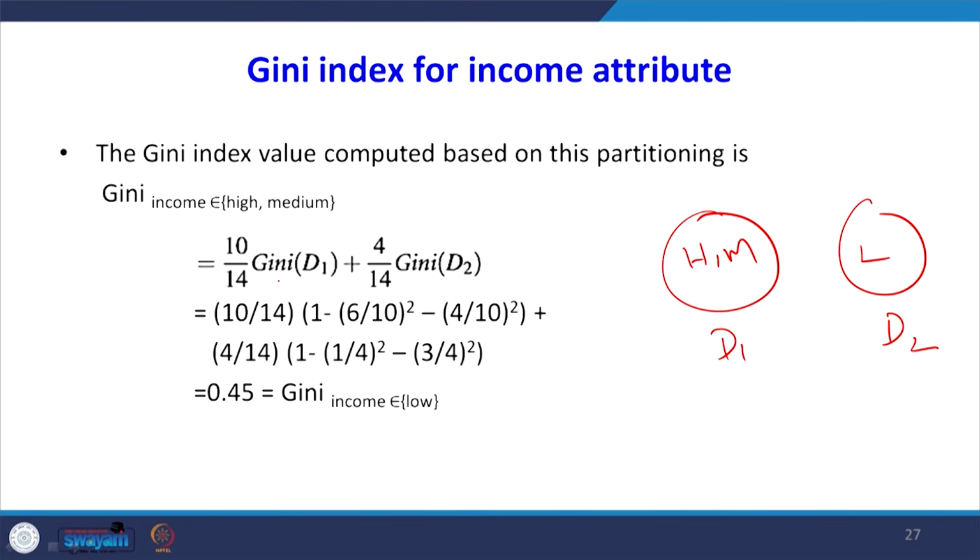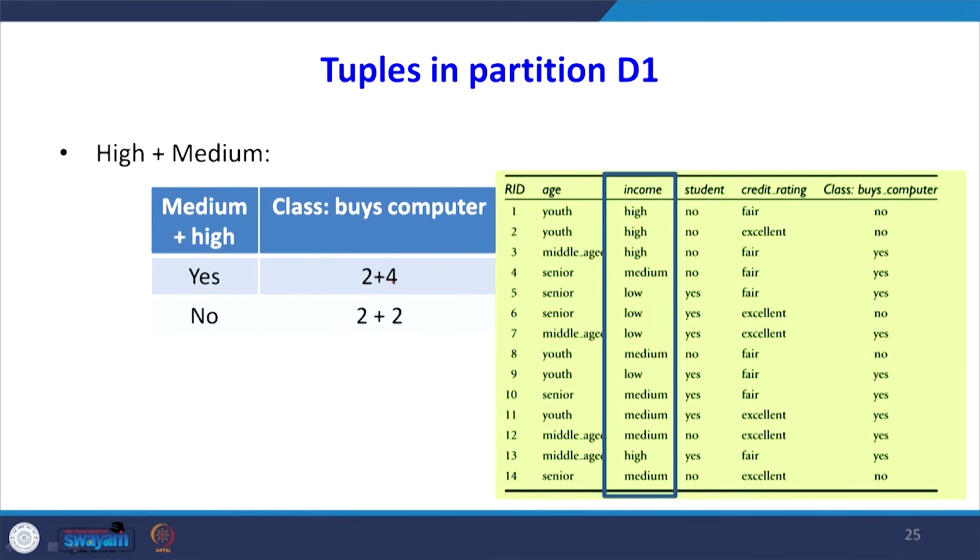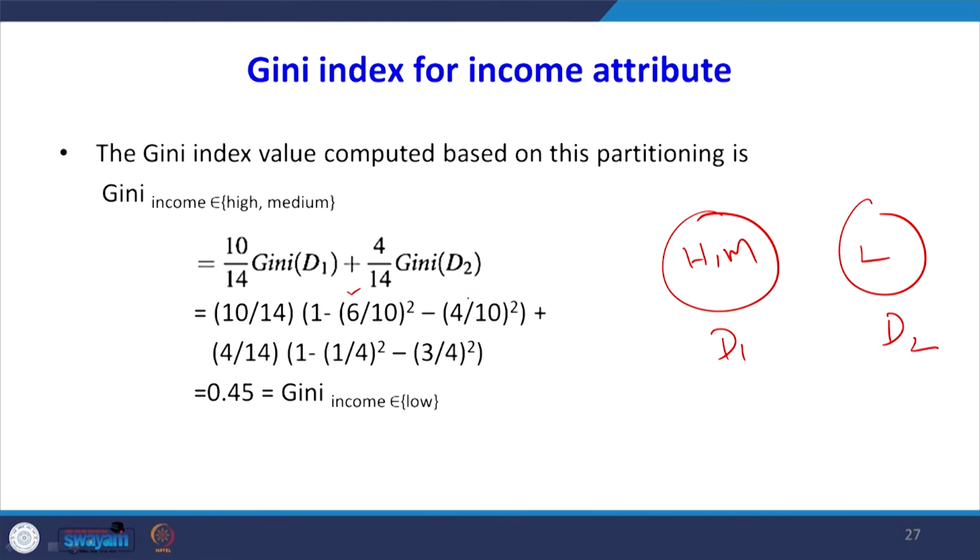So, the Gini for D1 plus D2. The 4 out of 14 is for low. What is the value of D1? In D1, that means for high and medium together, there were 6 yes. You see that there were 6 yes and 4 no. That is the Gini index value for D1.